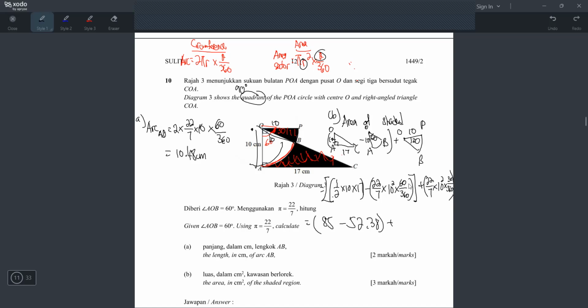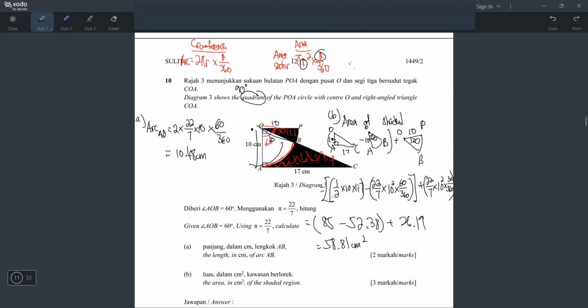Okay, this one I'll press 22 times 100 times 30 and then divide 360 divide 7. Okay, the calculator gives me 26.19. Now I have to do the bracket first. So 85 minus 52.38 equal first, then plus 26.19. Okay, finally I get 58.81. So that should be your final answer. And of course, don't forget to write cm square.